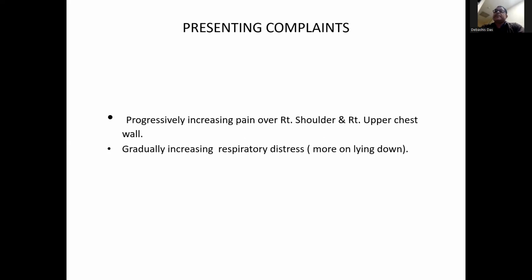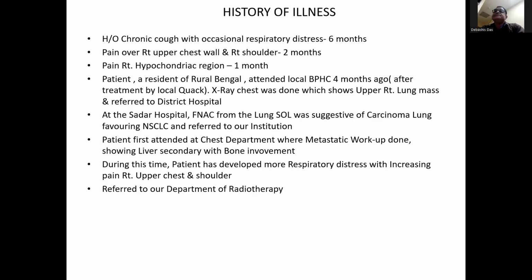The patient has had a complaint lasting for the last 6 months. There is progressively increasing pain over the right shoulder and the right upper chest wall. And of late, she has had gradually increasing respiratory distress, that is more on lying down as well as on stooping forward. Next slide, please.